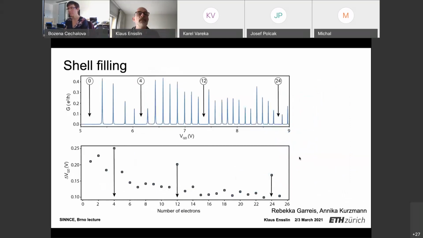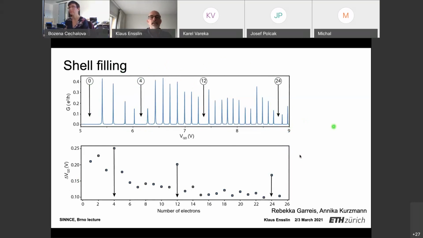Now let's look a little higher. Let's fill in more electrons. So you see no electrons, then you see 1, 2, 3, 4. Large gap. So we see some gaps here, and then a larger gap for 4. And then we fill in another 8. You see there are 8 peaks, larger gap. Then we fill in another 12, more gaps.